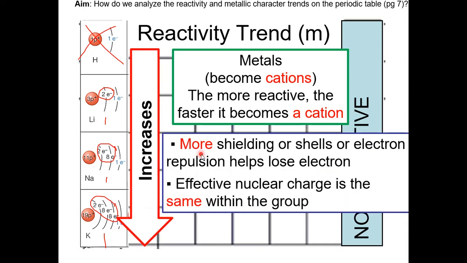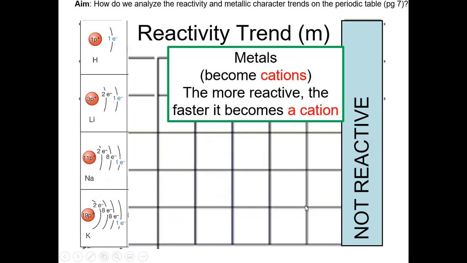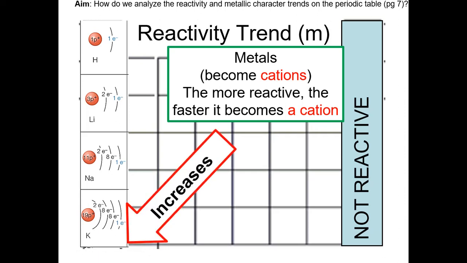So to summarize, the more shielding or shells or electron repulsion, it helps lose an electron easier. Effective nuclear charge is the same within a group. The most reactive metal is towards the bottom left of the periodic table.